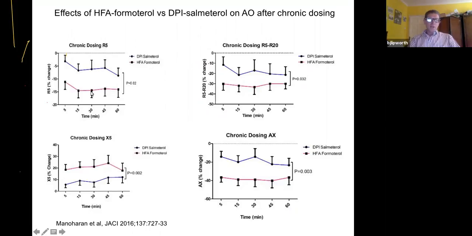So here you can see that if you follow the red line, which is the small particles, you're getting a much greater percentage fall in total airway resistance with the small particle than with the large particle formulation. And you see the same with R5R20, peripheral airway resistance. So small particles of a long-acting beta agonist penetrate further into the lung and drop your peripheral airway resistance. And you see the same with the small airway capacitance and with the area under the capacitance or the reactance curve.